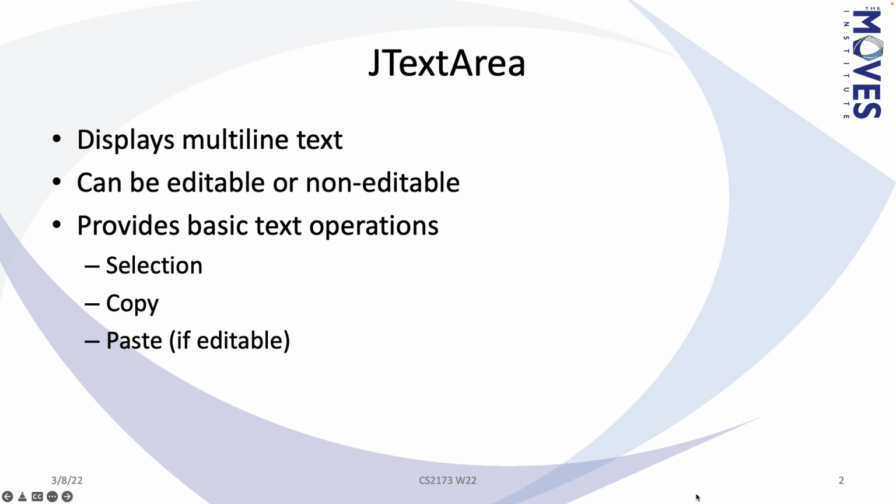We've seen text displayed in buttons. We've seen it in JLabels, but those are all relatively small things. A JTextArea is for just displaying a whole bunch of text. It can be editable or non-editable, so those are two options that you can set programmatically. And just out of the box, it does provide some basic text operations that you don't have to explicitly do yourself, like you can select text, you can copy, you can paste, you can cut, if editable. And we'll see an example of that.